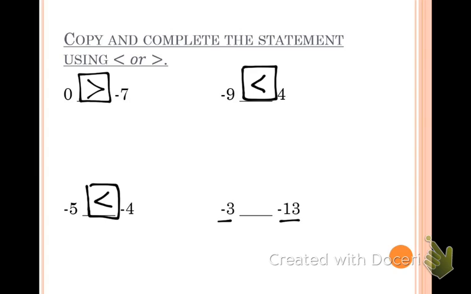Last one, what would you rather have, -$3 or -$13? 3. If I had to give away money, I'd rather only have to give away 3 instead of 13. So read it to me from left to right. -3 is greater than -13. How many of you got both of those right?